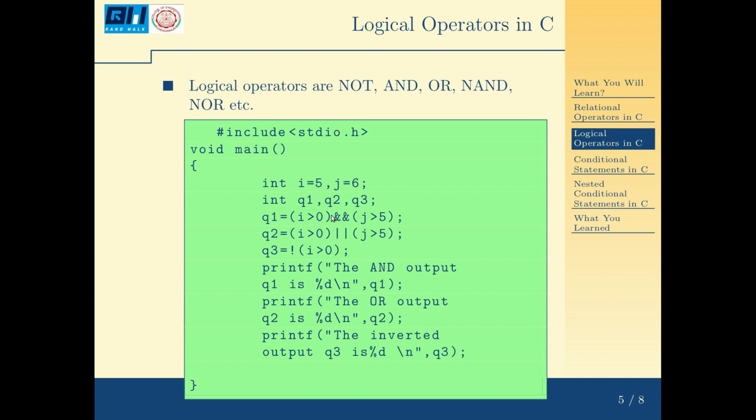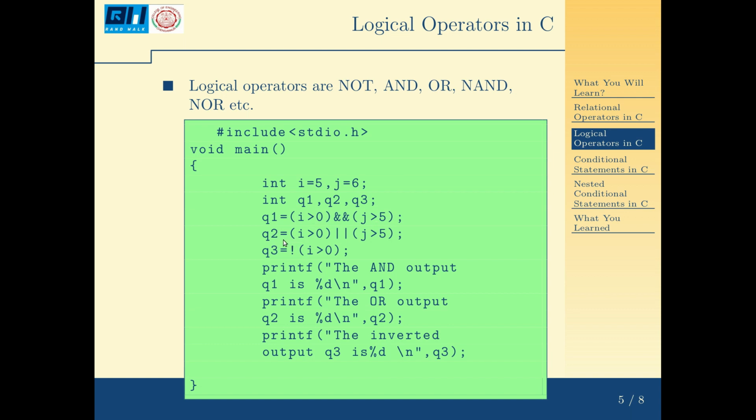A double ampersand shows a logical AND operation. Then ANDed with j greater than 5. We know that both conditions are true. i is 5, so i greater than 0 is true. j is 6, so j greater than 5 is true. Then q1 should be 1 because both these conditions are met.